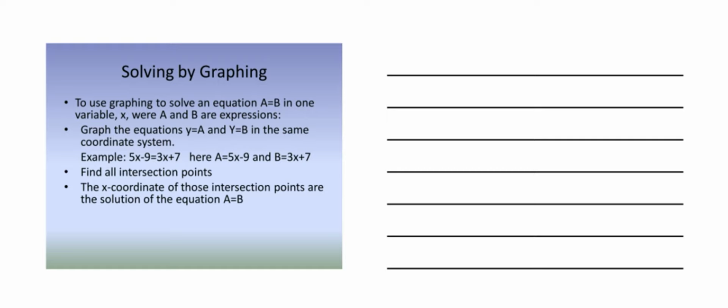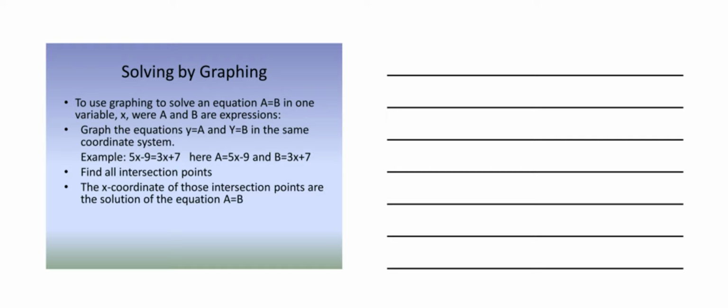There are many ways to solve. We've solved via calculating, solving from one side of the equal sign to the other. We can also solve by graphing. To use graphing to solve an equation a equals b in one variable x, where a and b are expressions, graph the equations y equals a and y equals b in the same coordinate system.